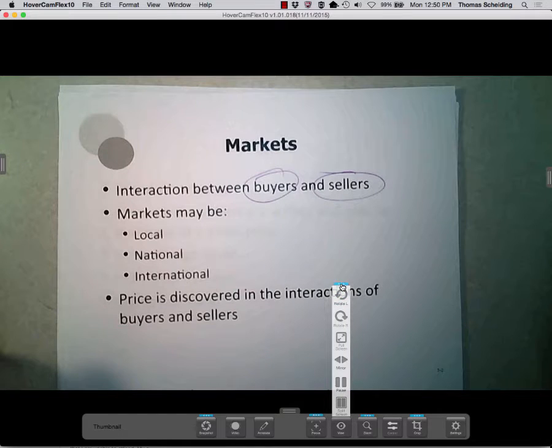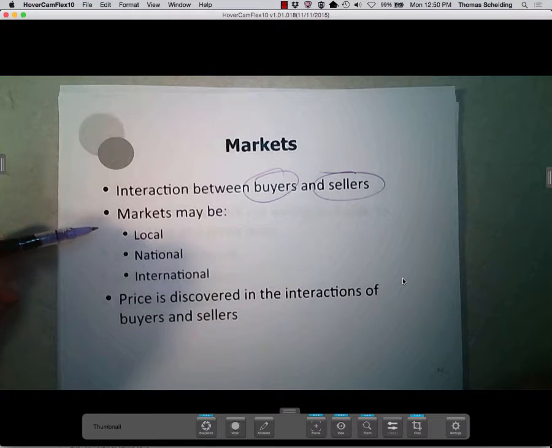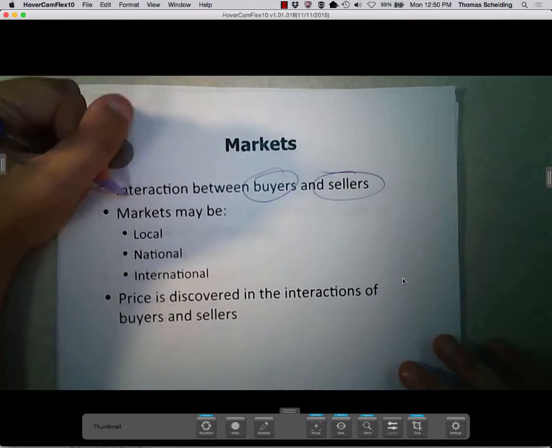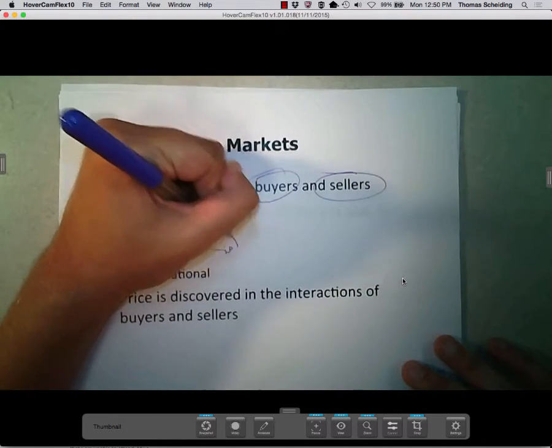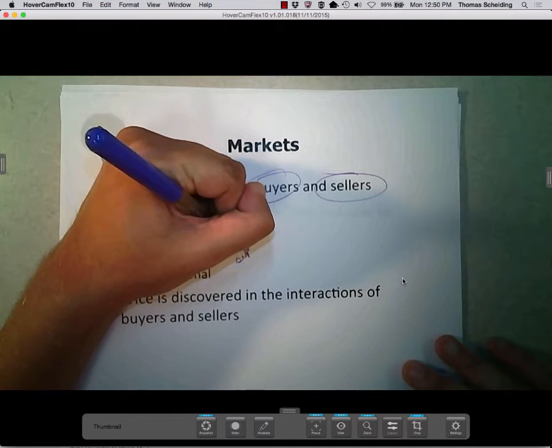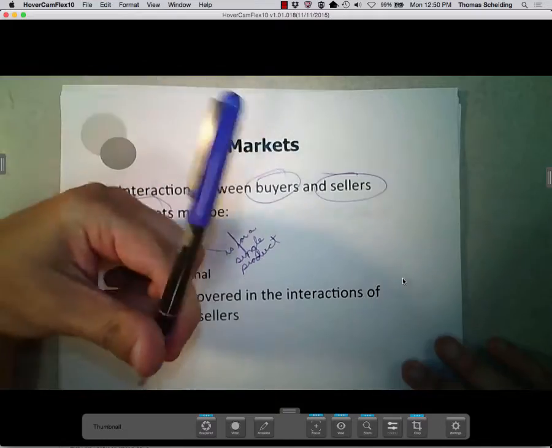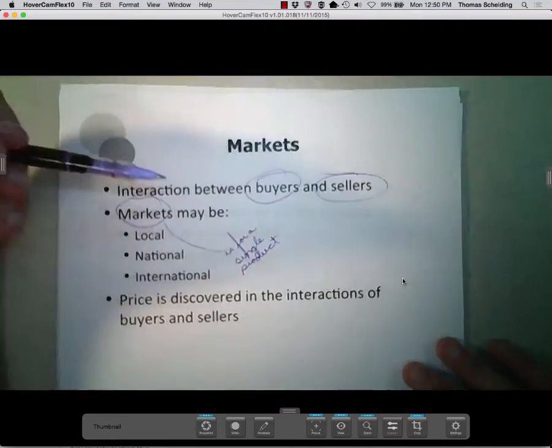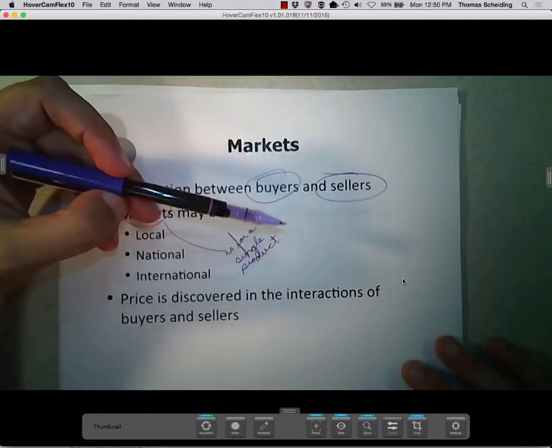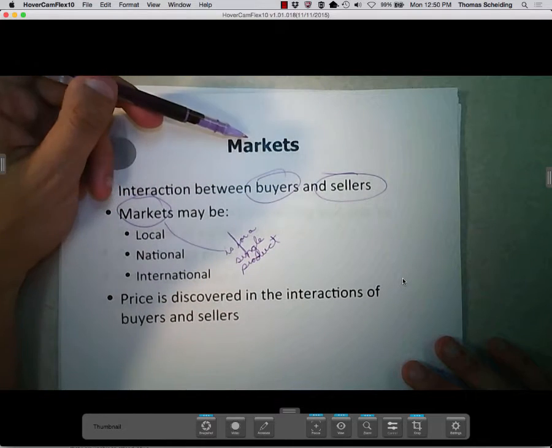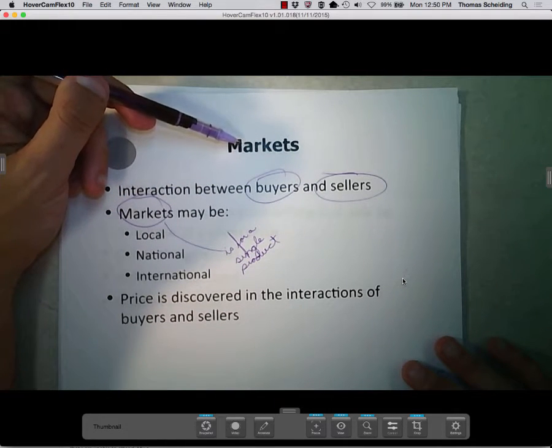Now, what that means is that these markets where individuals exist can be either a local, national, or international market. That doesn't matter. But the market is for a single product. Let's take purple pens, right? There's a market for purple pens. And in that market, there are buyers and sellers who are interacting in that marketplace setting.